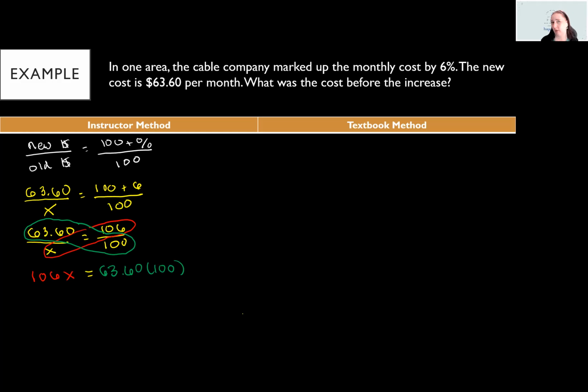And so now you have something that you can solve for x. So we're going to do the multiplication on the right and then divide by 106 and get our answer for x. And you can actually just show that by dividing by 106 first. So we would have our 6360 times 100 divided by 106. And so you just do that on your calculator, and just kind of do it in that order. And this actually comes out to a nice whole number, $60.